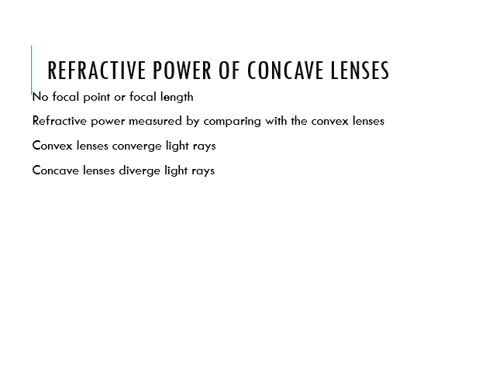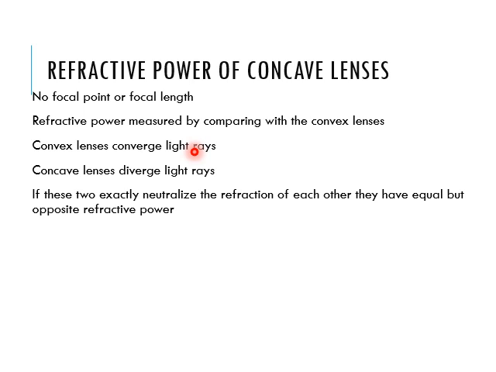Now, the refractive power of the concave lens. Since concave lenses are diverging lenses, you cannot come up with a focal point. How can we measure the refractive power of a concave lens then? We can do that by comparing it with the convex lenses, as convex lenses converge light. If these two exactly neutralize the refraction of each other, they have equal but opposite refractive power. So by calculating the power of the convex lens and then comparing it to the concave, we can find out the power of the concave lens.